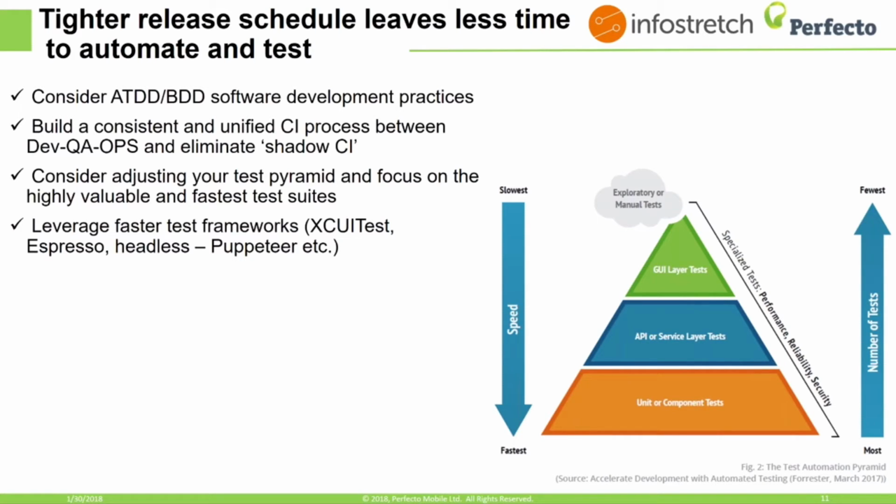So this is one way, or a few ways, if you like, to shorten the release schedule. One of them, again, is to use the right tools, use the right process or methodology like BDD, eliminate redundant CI workflows, and adjust your testing types, your test pyramid, to focus on the high value and faster feedback test types.